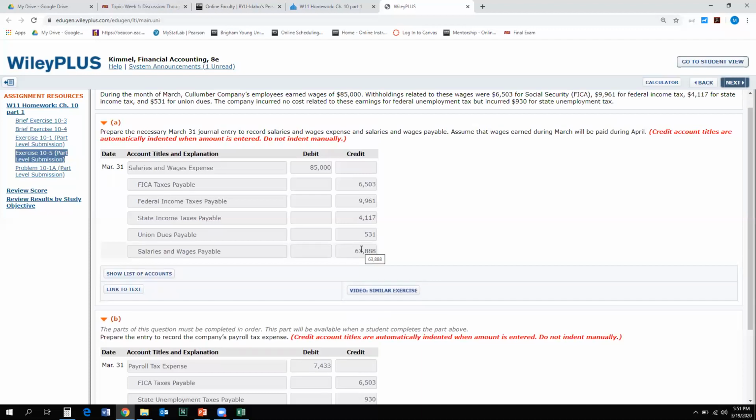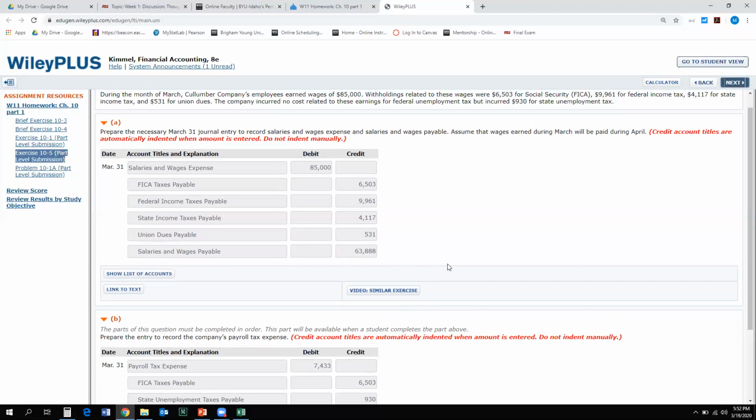Okay. Because our employees earned wages of $85,000. So that goes right here. And then we're withholding all of these taxes from them. So that's why they offset the amount of money we're actually going to have to pay out. So even though our employees earned 85,000, we're going to pay out 63,888. But these are all things that the employees have to pay. So we're withholding them from their paycheck.